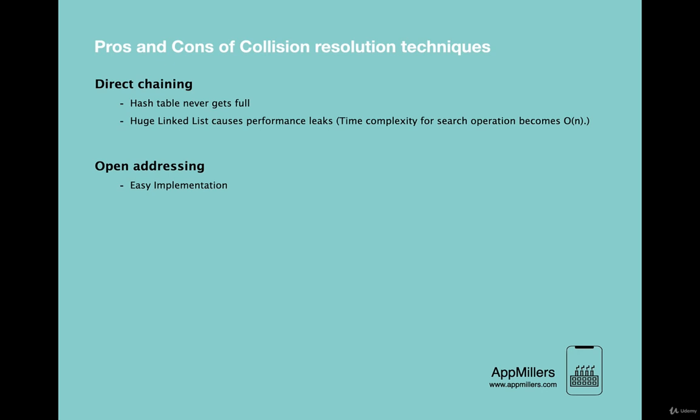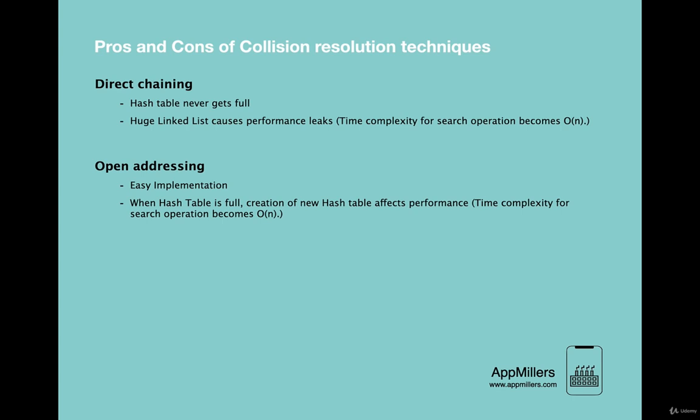But in the case of open addressing, we have the problem of exhausting the hash table. When the hash table gets full, we have to create a new hash table and assign values to it. This affects performance, because if we have n elements in the hash table, we have to process all of them one by one to insert them into the next hash table. This takes O(n) time complexity, and this means hashing is not performing as it should.